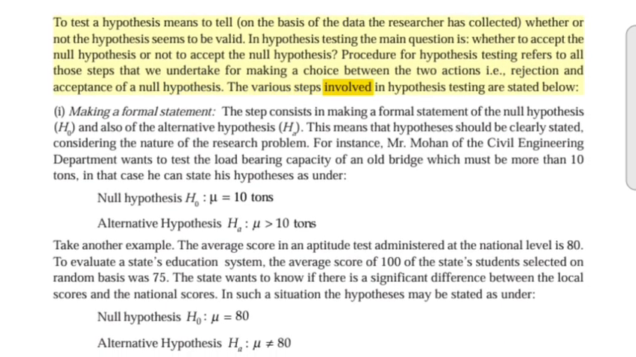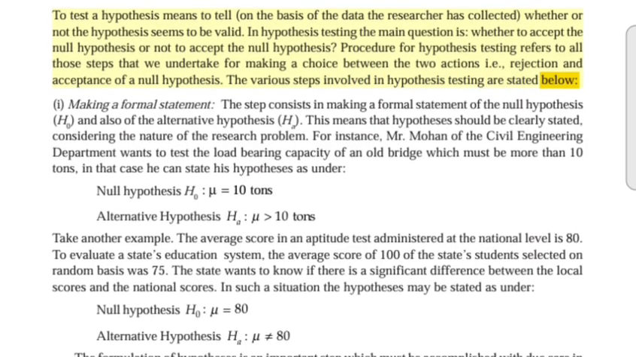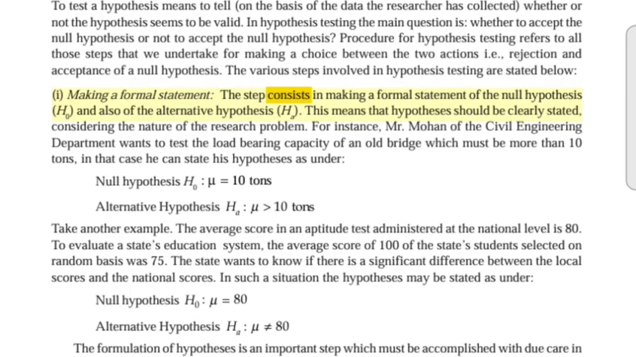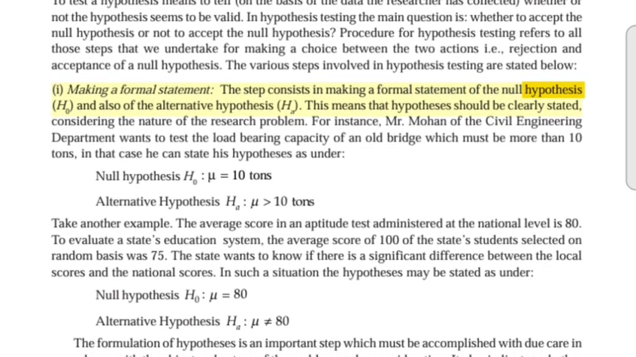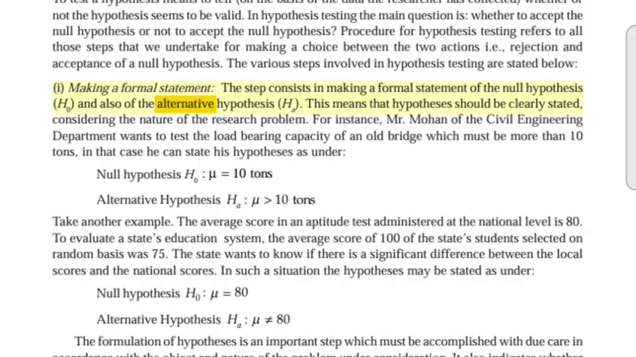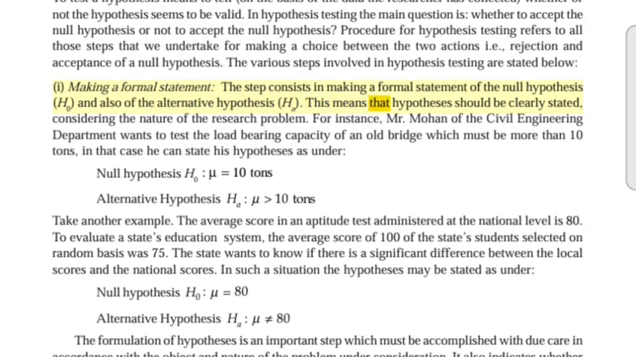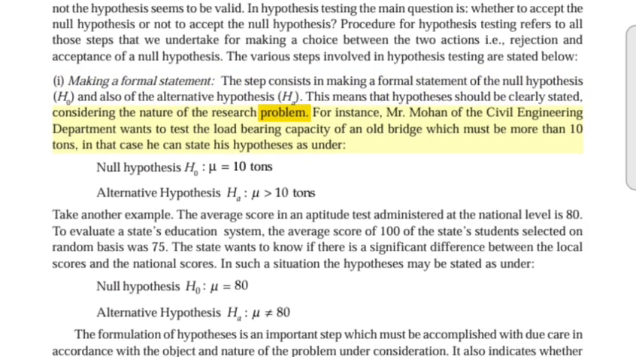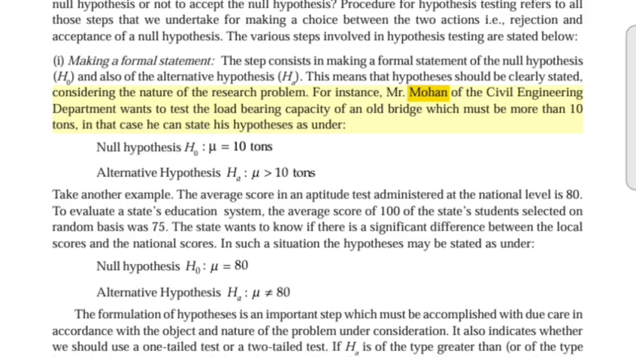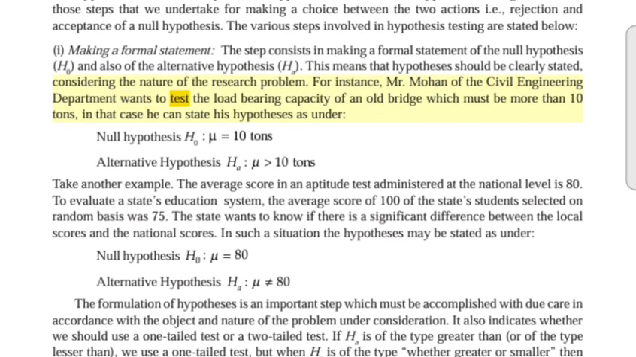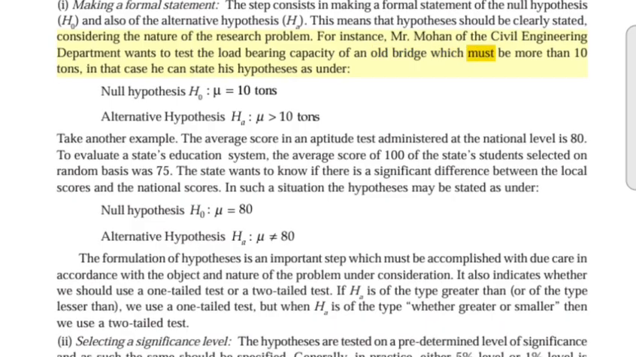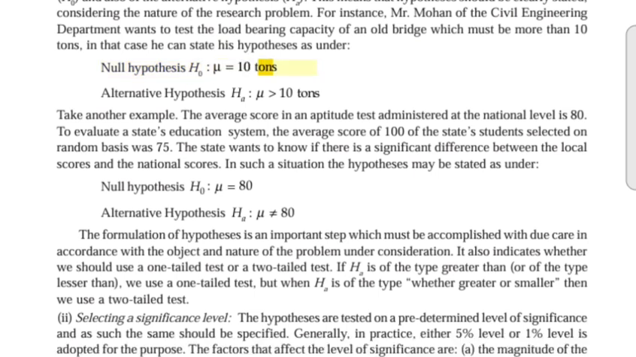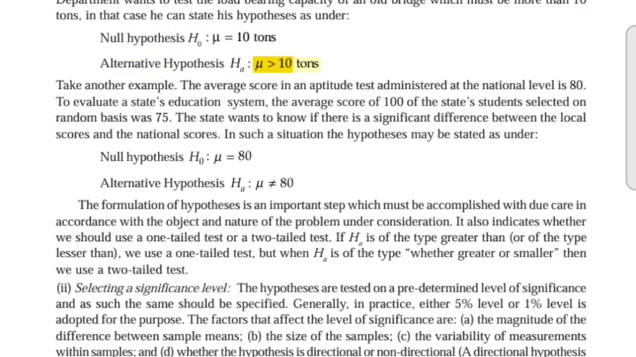The various steps involved in hypothesis testing are stated below. Making a formal statement. This step consists in making a formal statement of the null hypothesis H0 and also of the alternative hypothesis Ha. This means that hypotheses should be clearly stated, considering the nature of the research problem. For instance, Mr. Mohan of the Civil Engineering Department wants to test the load-bearing capacity of an old bridge which must be more than 10 tons. In that case he can state his hypotheses as under. Null hypothesis H0: μ = 10 tons. Alternative hypothesis Ha: μ > 10 tons.